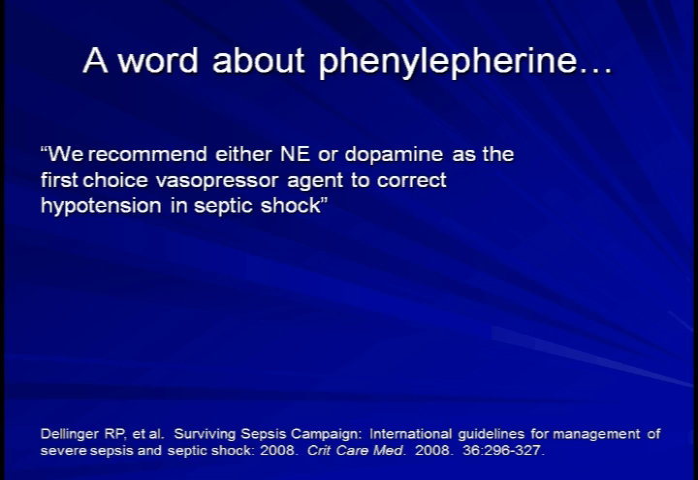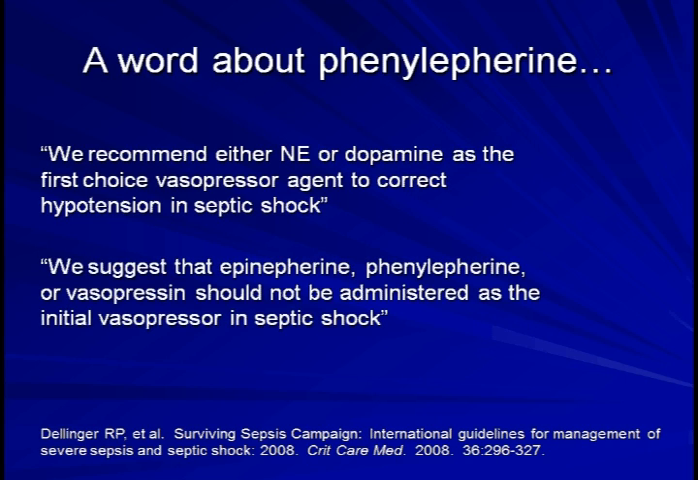They further stated, "We suggest that epinephrine, phenylephrine, or vasopressin should not be administered as the initial vasopressor in septic shock." Well, why do they state this? Doesn't this contradict what I've just talked about? The reason for these recommendations appears to be the observation that a significant minority of patients with septic shock develop a de novo cardiomyopathy that is oftentimes unrecognized. In other words, many patients who are thought to have pure distributive shock actually have mixed distributive and cardiogenic shock. Thus, a pure vasoconstrictor like phenylephrine may not be a good idea.